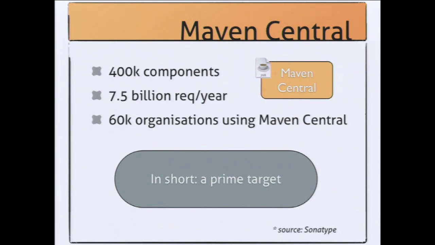A bit about Maven Central, because that's the example that I'm taking. I'm using Maven as an example here, but as said earlier, it applies to everything that uses a centralized repository. Maven Central is the most widely used Java repository. It has over 400,000 components, 7.5 billion requests per year. That's really mind-boggling. And more than 60,000 organizations around the world use this. And if you want some more stats, there's a nice Sonatype white paper or presentation that contains all these numbers.